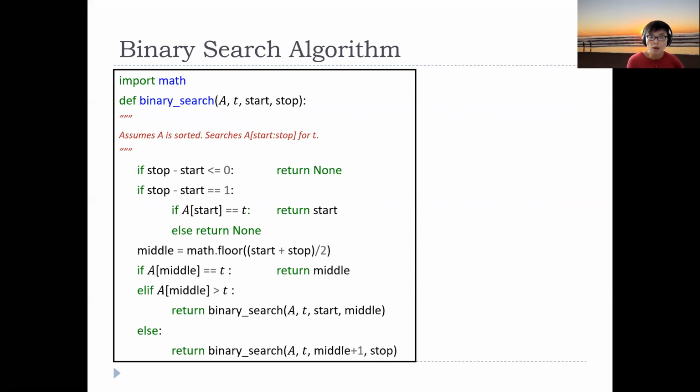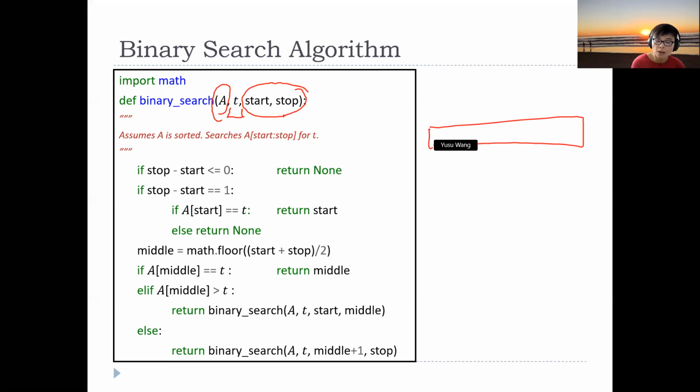Here's the pseudocode for what we just described. We have an input array A and the target that we're looking for. Now, the difference is that I'm also having a start and a stop index. Why? Remember that in the earlier example, at the beginning we pick the middle one. So you're given an array, let's say the size is m, the indices are from 0 to m-1.